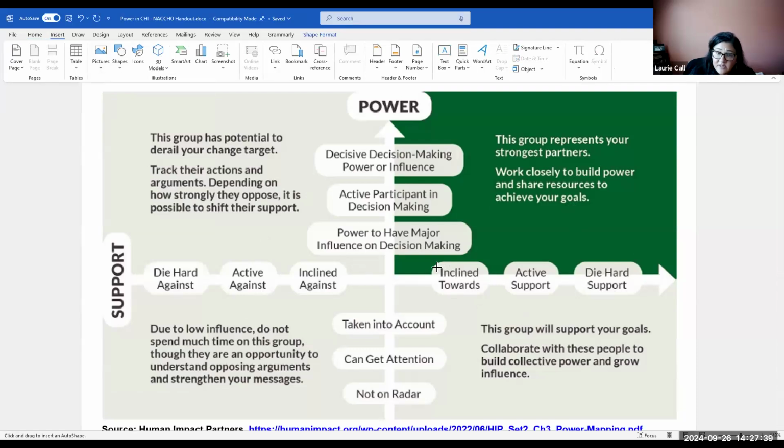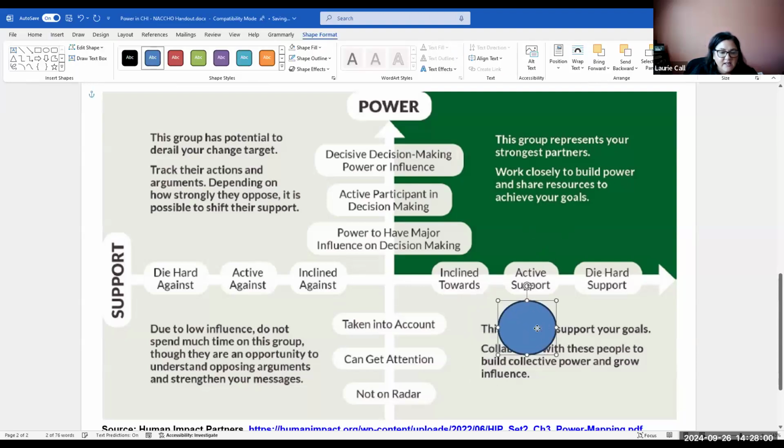They don't have all the resources in the world, right? We're talking about your average parents. So they would be inclined if they have the resources, right? So now let's look at the power level. Where are they? Taken into account sounds about right. So we have them in this category right over here. So inclined and taken into account.